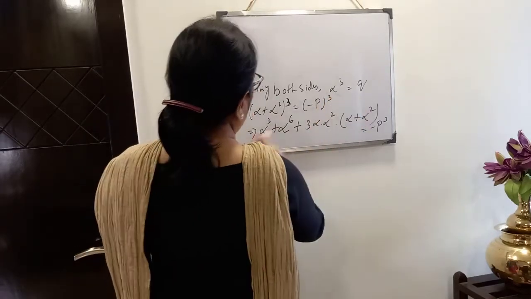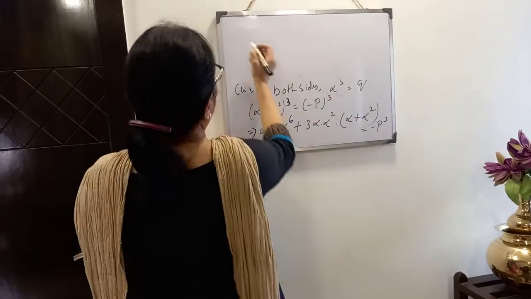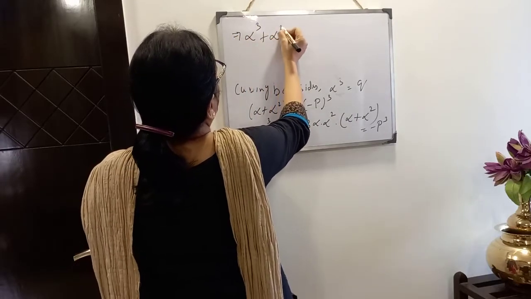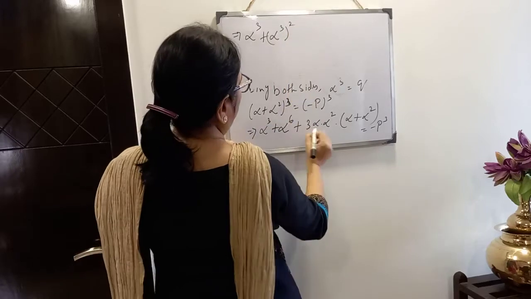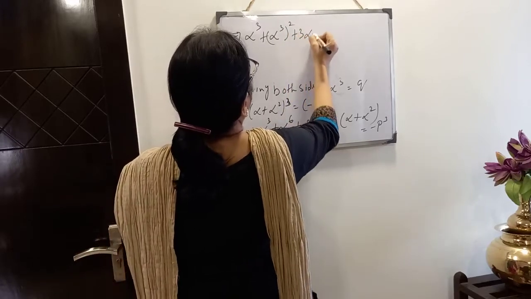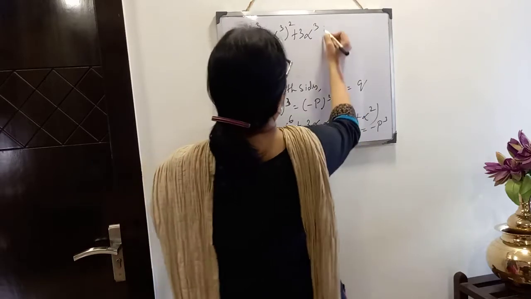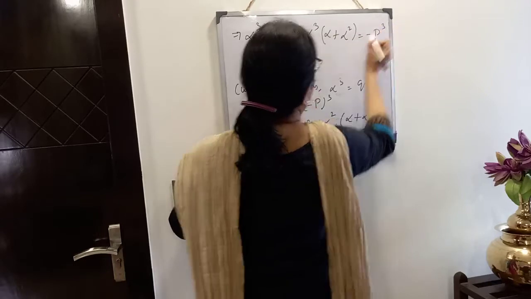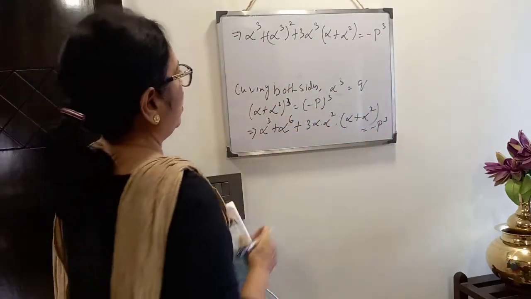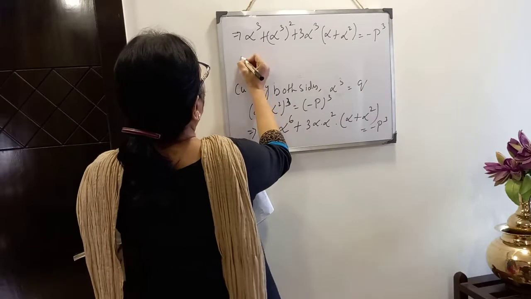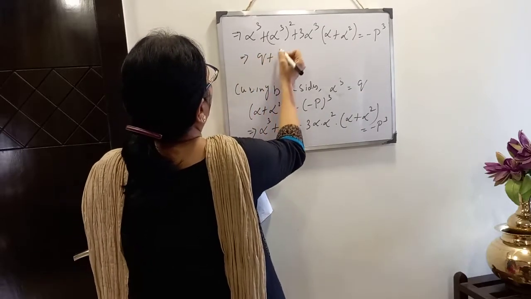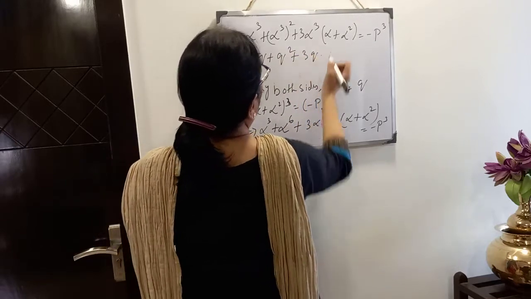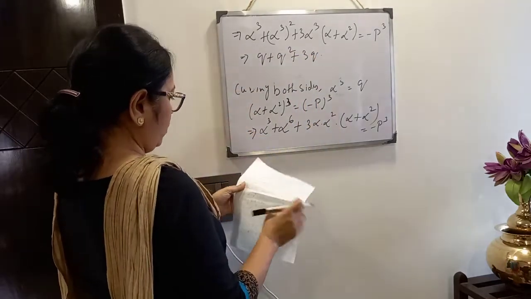Alpha cube. Okay, first I am rearranging again. Alpha cube plus, this one I can write in this form, plus 3 alpha cube, here alpha plus alpha square equals minus p cube. Now all the values we know. Alpha cube equals q, so q square plus 3q into alpha plus alpha square equals minus p.